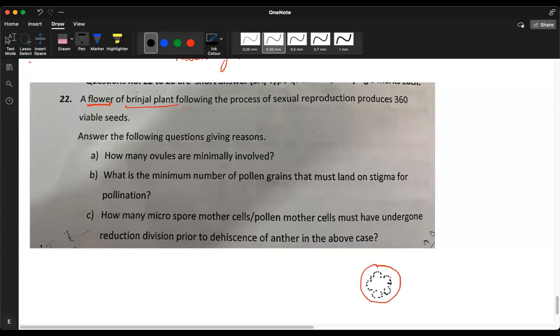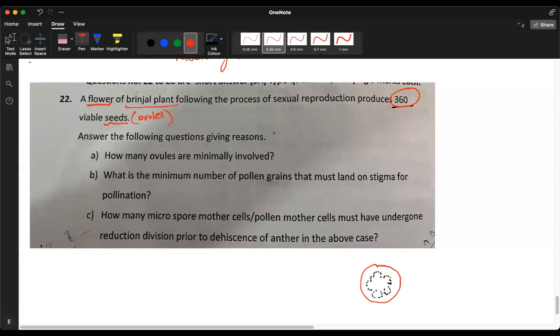So it produces 360 viable seeds, it says. When it says a flower of brinjal plant produces 360 viable seeds, when it is producing the seed, it has become brinjal fruit by now. It's not just the flower. To produce seeds, it has to undergo pollination, and seed is the result of post-fertilization. The ovules become seeds. So when I say seeds, you directly understand ovules. So now it's clear that there were 360 ovules that got matured into seeds.